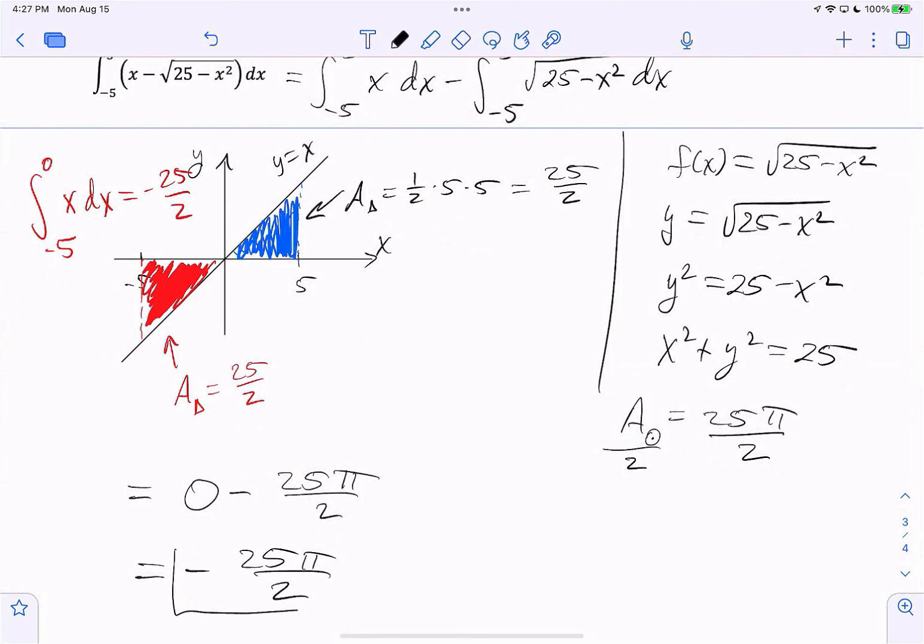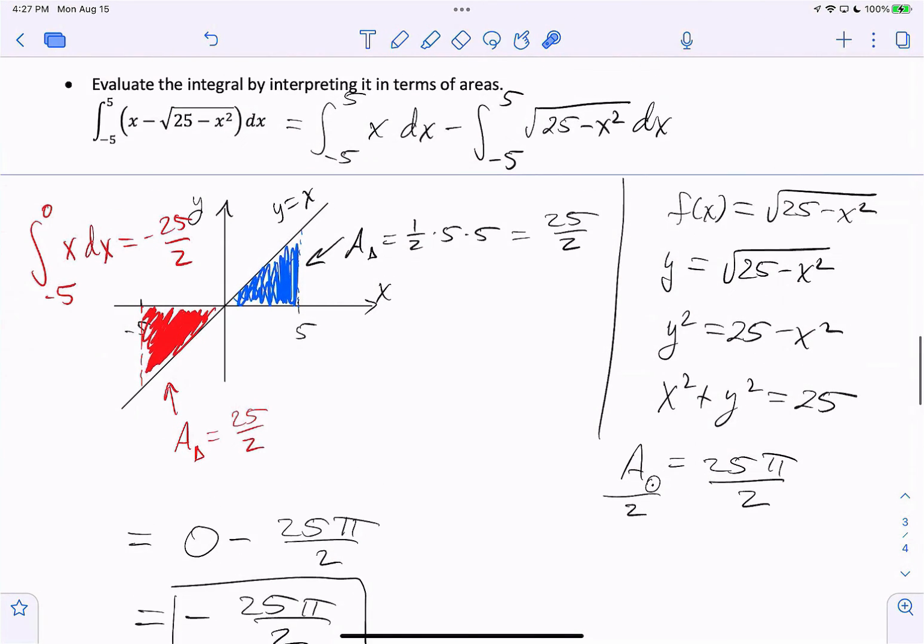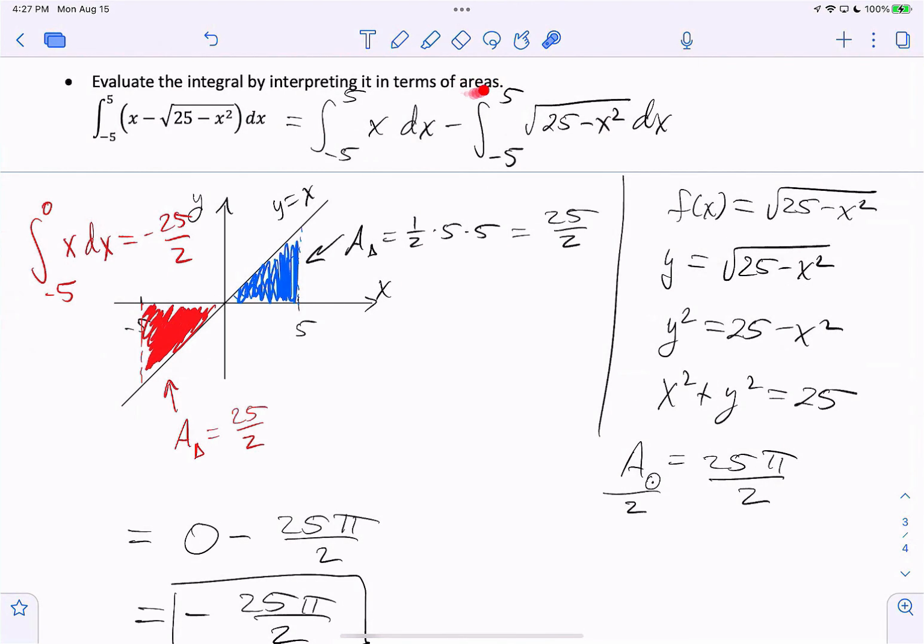And this may be really confusing because we were told to interpret it in terms of areas. So I get a value for the first integral, which I really kind of ended up splitting -5 to 5 into -5 to 0 and then 0 to 5. But they zeroed out. And then minus the area of half a circle. So if I subtract two numbers and it turns out to be negative, hey, it's negative.